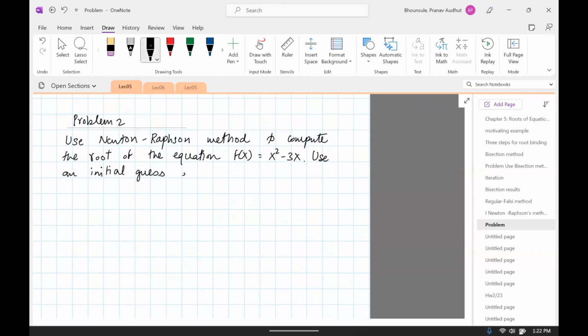guess of 4. Note that in bisection we had to bracket the root, and I had given, I think, 1 and 4 as the bracket. So we can try 1 and 4. I just tried 4, but you can also try 1. And the termination is: terminate the search when the accuracy is 1e negative 3.